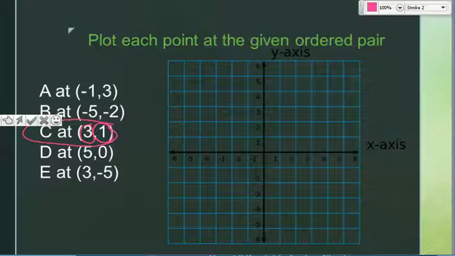So from the origin, we're going to move 3 to the right. 1, 2, 3 to the right. Then we're going to move up 1. So right there is point C.